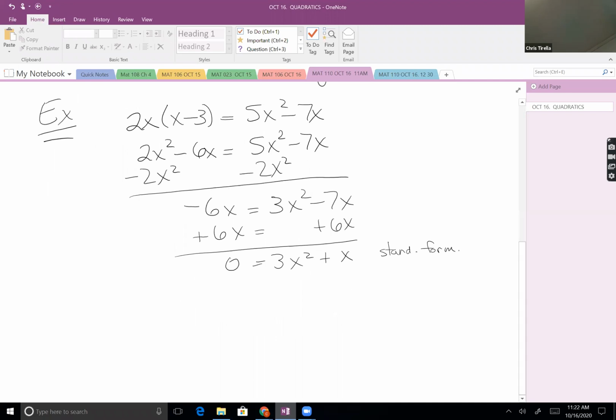First thing I say to myself is, self, is there anything in common? Is there a common factor here? x. Beautiful. And when I factor that out, I'm left with 3x plus 1. Now when I set each factor equal to 0, one solution is that x equals 0. And then we have to solve this to get the other.